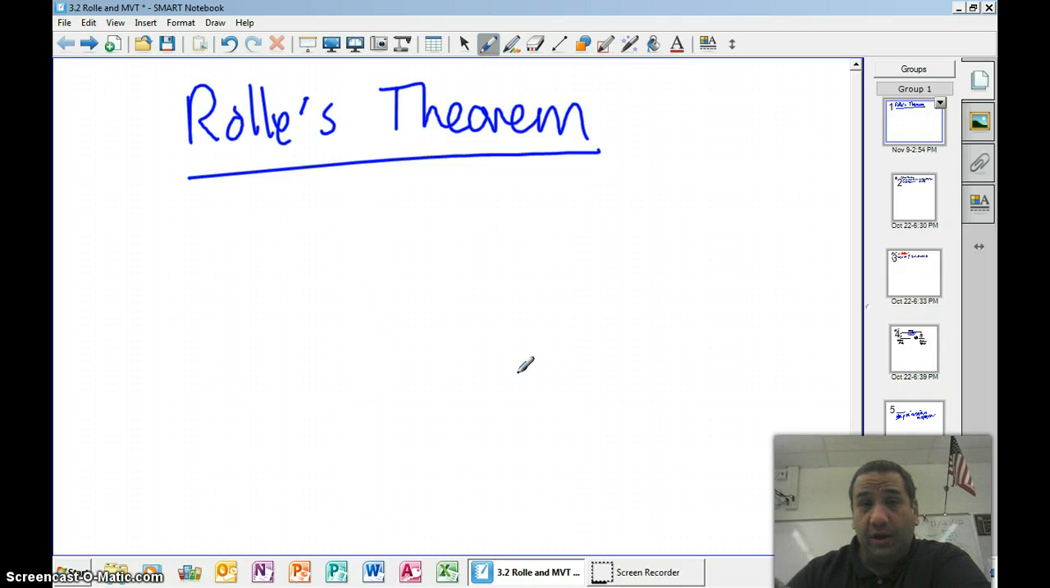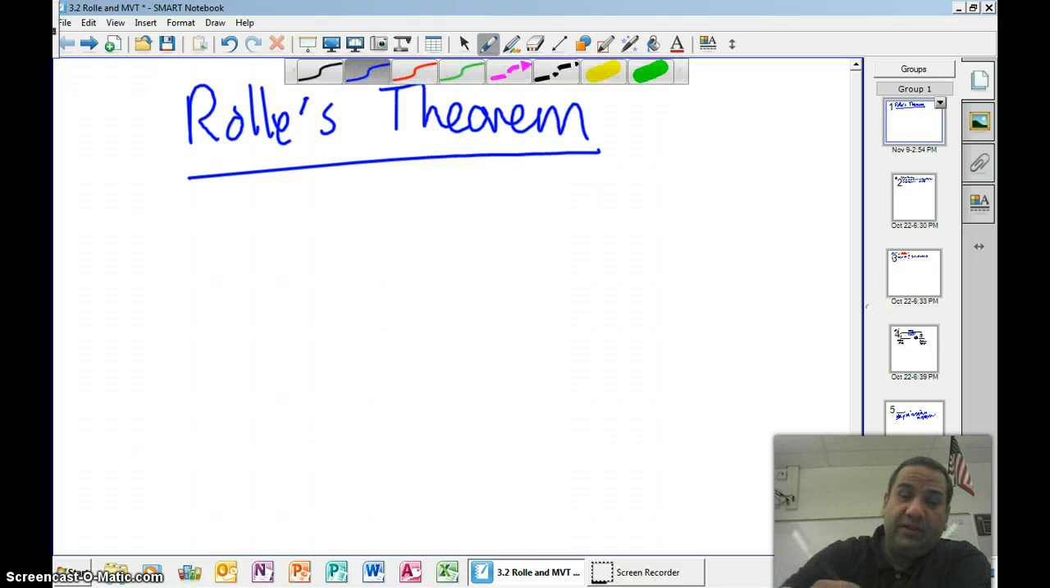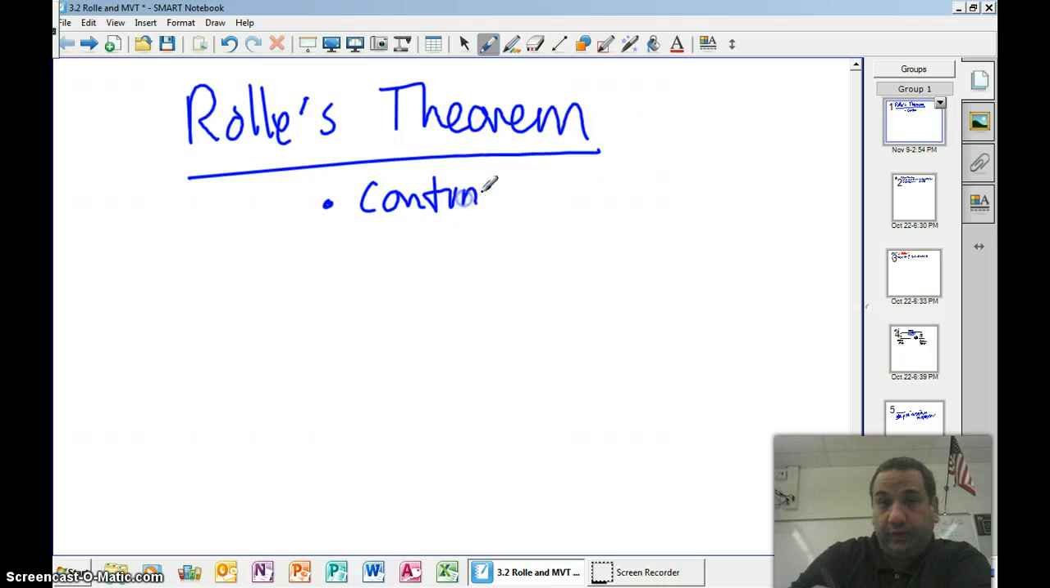That is huge because even on the AP exam, they'll give you stuff to try with Rolle's theorem, and if it's not continuous, it doesn't work. So the first thing we need for Rolle's theorem is a continuous function. All right? And it kind of looks like this.